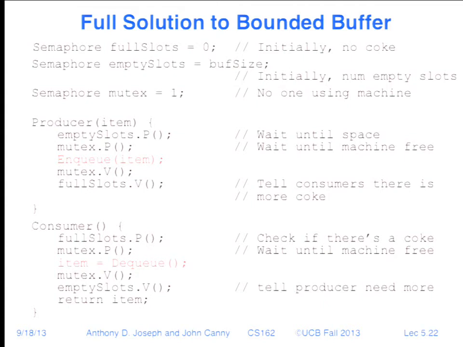Once the consumer has grabbed a coke, notice that when they grab it here, they've actually already decremented the count of full slots. So the only other thing to do is to increase the number of empty slots, and finally return the item. So one quick question is, why do you think we have both full slots and empty slots?